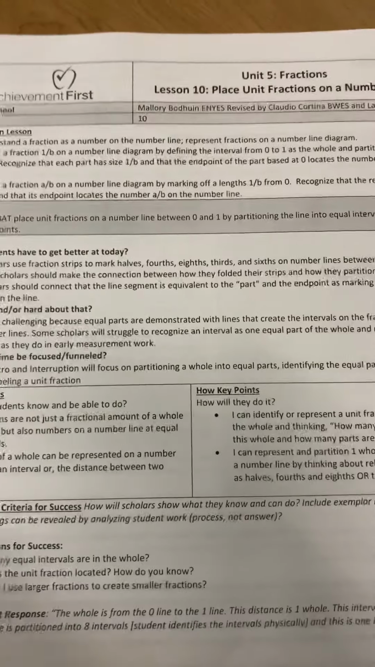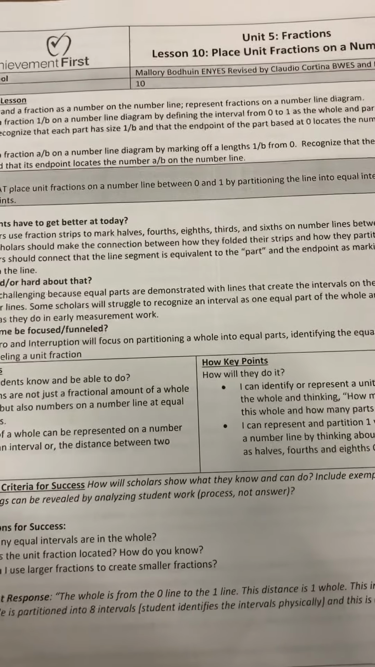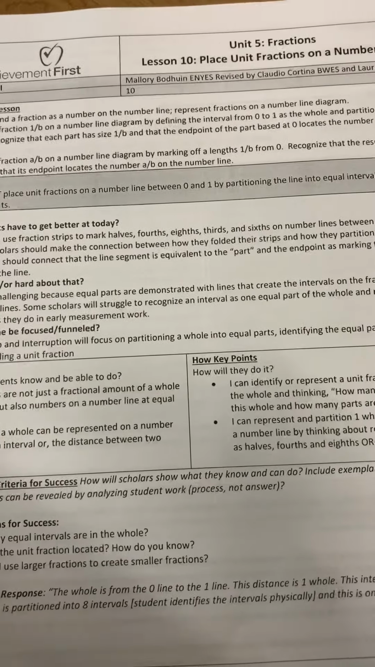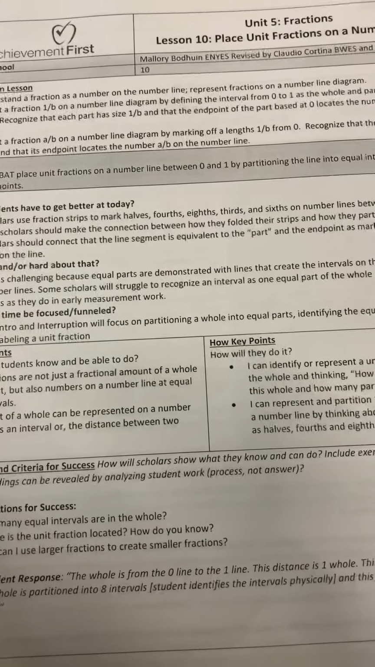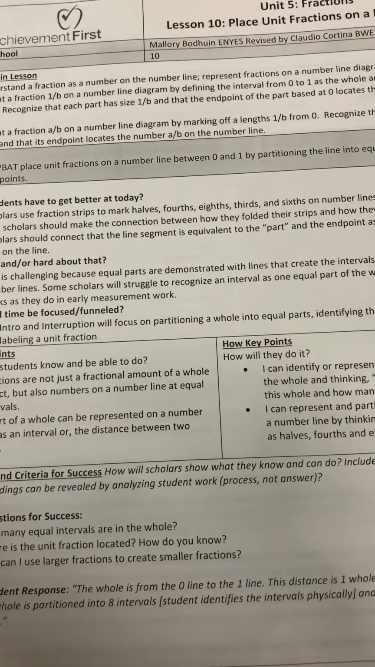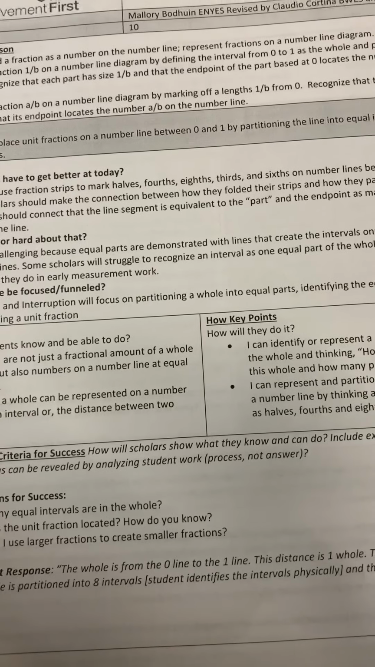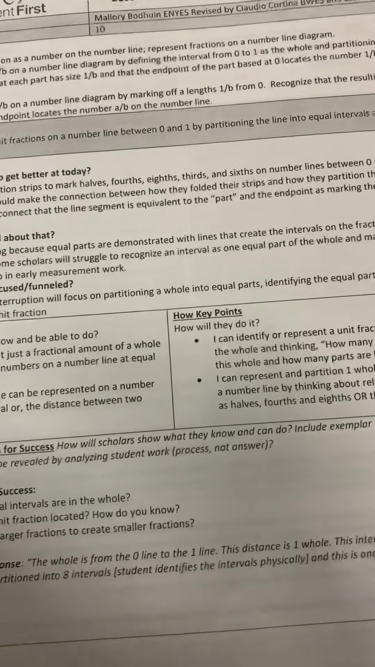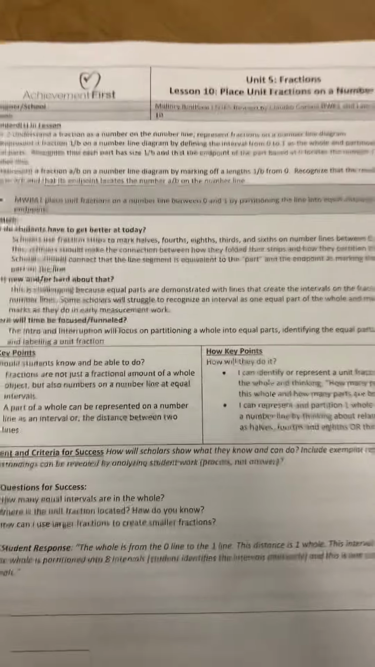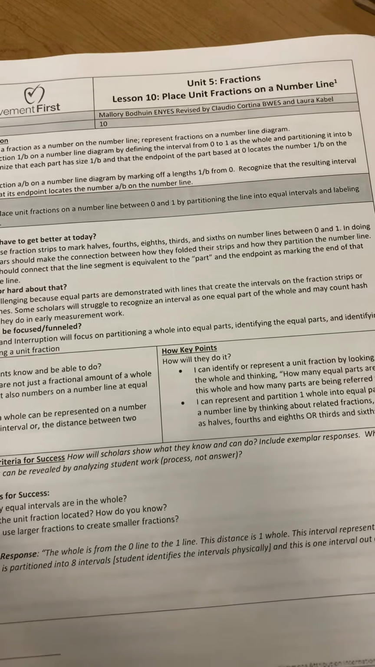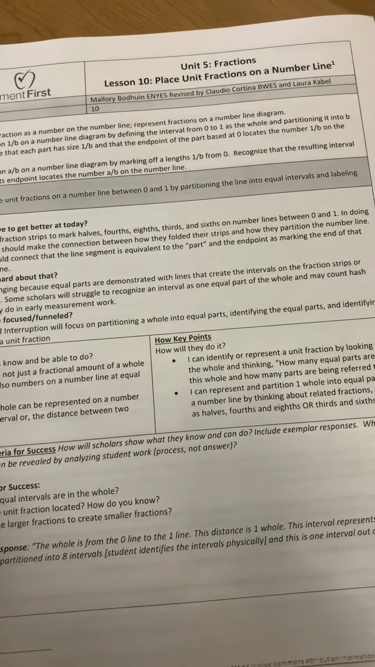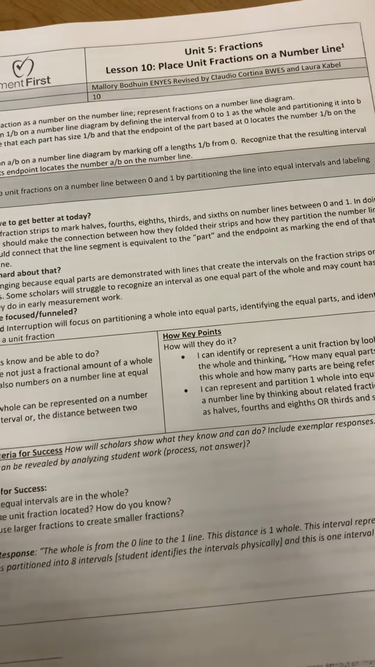Team, this is lesson 10, unit 5. Today, mathematicians will be able to place unit fractions on a number line between 0 and 1 by partitioning the line into equal intervals and labeling endpoints. Super easy lesson because we've built strong conceptual understanding around fraction strips, and fraction strips are just number lines.